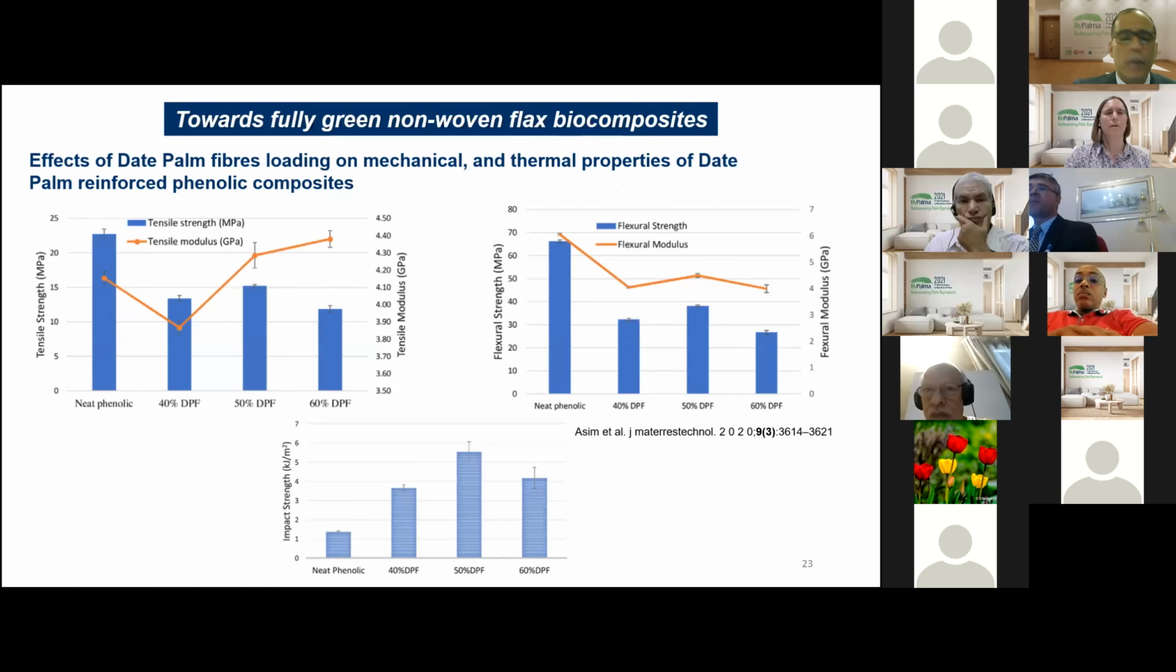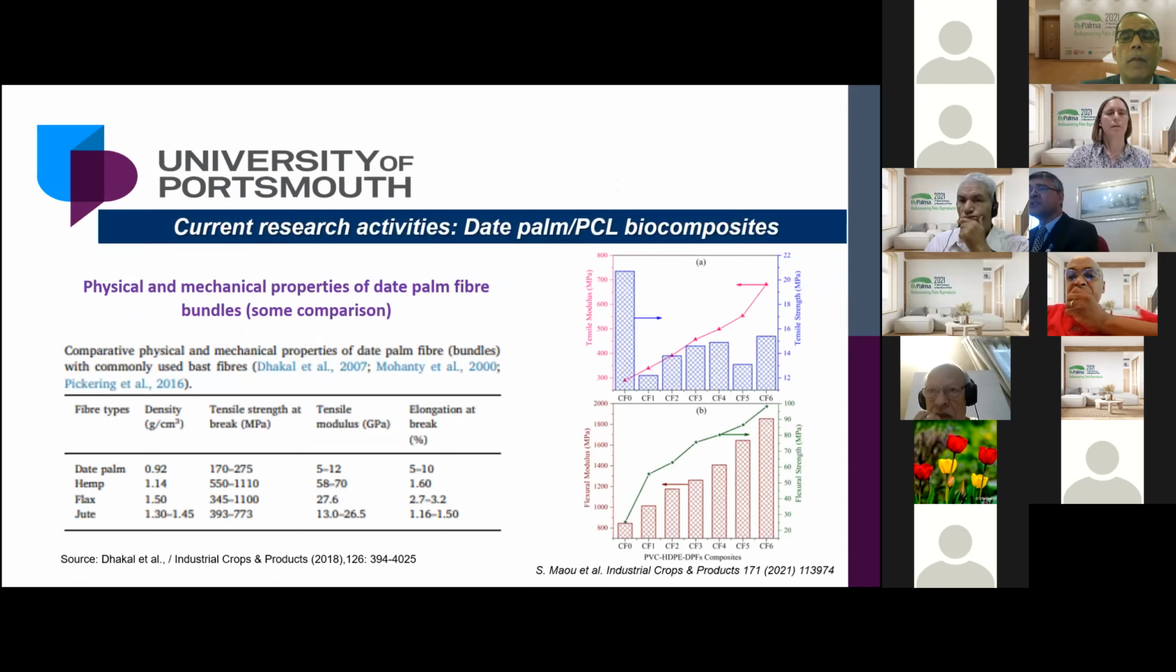So mechanical performance wise, not great. Tensile strength about 25, close to 25, and modulus close to 4. Impact strength quite good. So our challenge is this: when you are trying to use date palm fiber for different applications, the challenge is the strength and modulus, if we are trying to use it for semi-structural application or non-structural application.